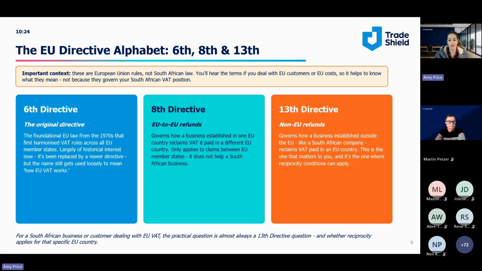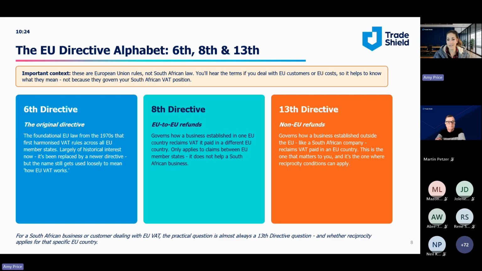And then a practical summary is that if you have a customer that you're dealing with in the EU that has EU VAT, and you are not an EU business, in other words, you do not have a local registration in those countries, which is possible. It's not just within the African continent, it's anywhere in the world that you can locally register your business. Then you are always going to be asking around the 13th Directive claims. Okay. And so that is around the different directives that we're exposed to as a country.